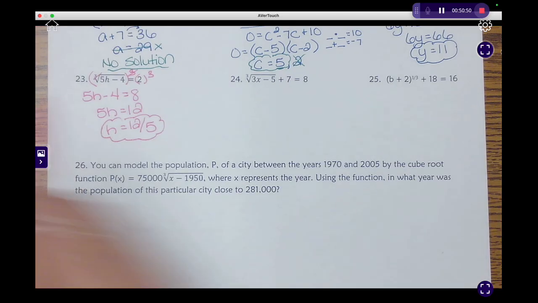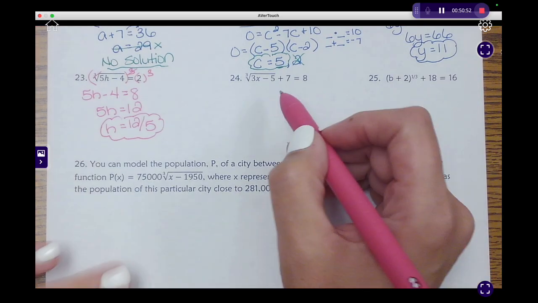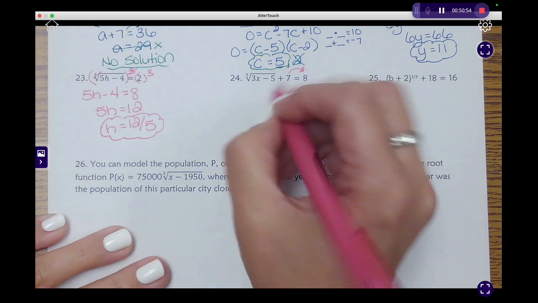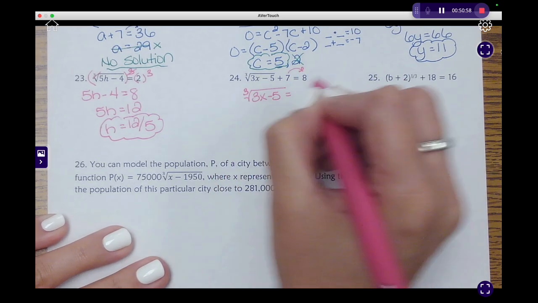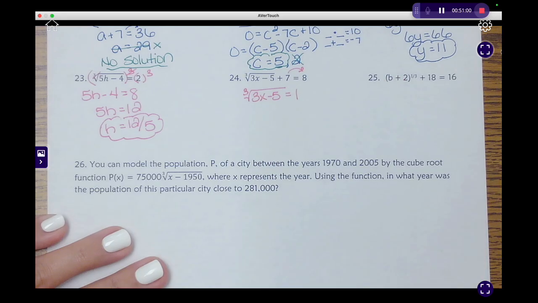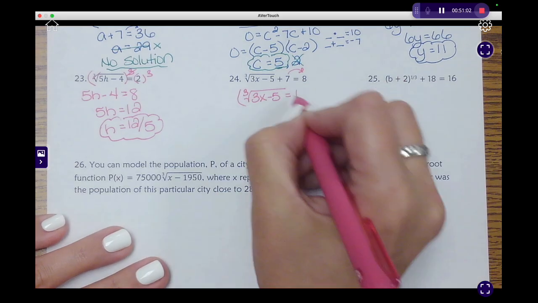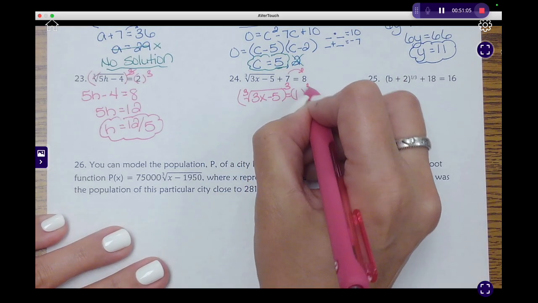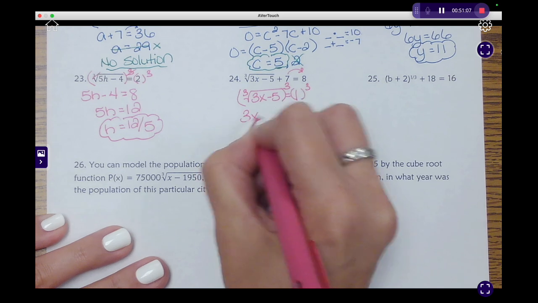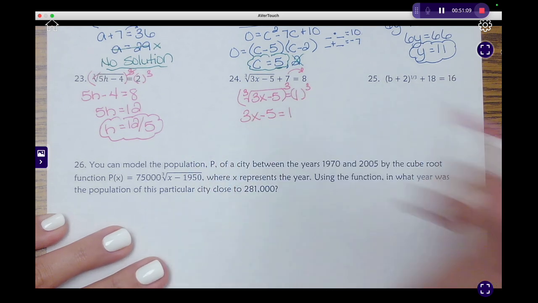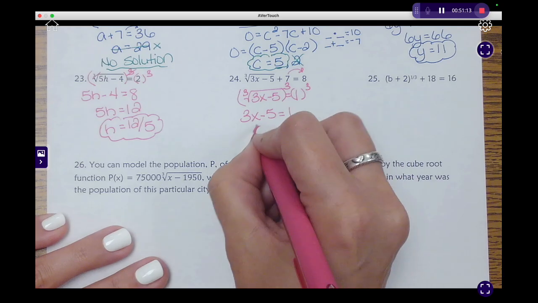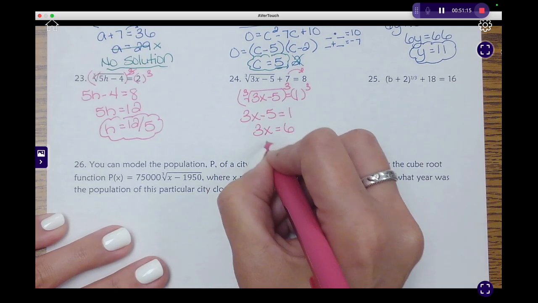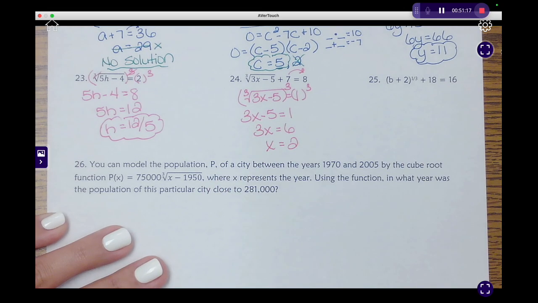Okay, here I have a number on the outside, so remember, move that first. I want that cubed root by itself first, so I'm going to subtract 7 over there, which just gives me 1. And now that I have that cubed root by itself, now I can cube both sides. So that gives me 3x minus 5 equals 1. So regular two-step equation, I'm going to add 5 over there and then divide by 3. So I get x equals 2.